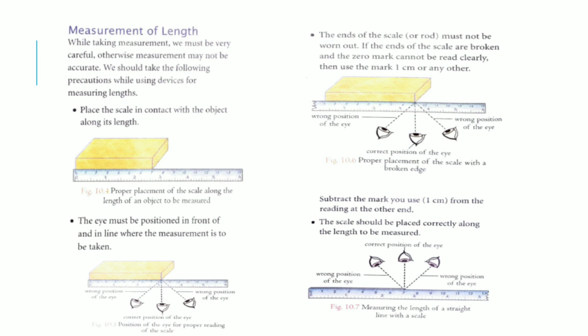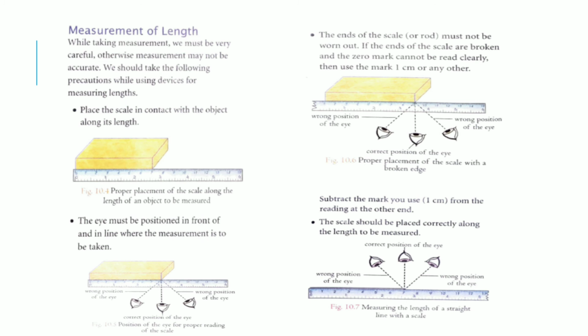Now we move on to the measurement of length. While taking measurements, we must be very careful, otherwise the measurement may not be accurate. We should take the following precautions while using devices for measuring length. Place the scale in contact with the object along its length. Next, the eye must be positioned in front of and in line with where the measurement is to be taken. See the second picture.